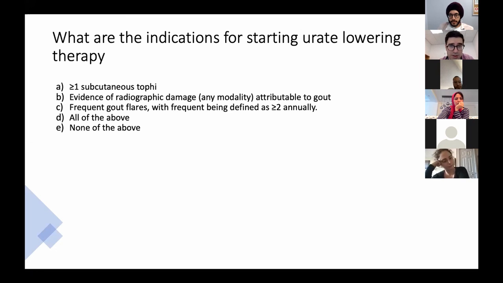So what are the indications to start urate lowering therapy? One, if the patient has any tophi, that's an indication. If they have any radiographic findings, so the patient comes with a swollen joint, you want to get x-rays. If there are any erosions, they should be started on a uric acid lowering agent. If they have frequent gout flares, and by frequent, let's say 2 or more, that's an indication, right? If it's just one, that's not a strong enough indication.